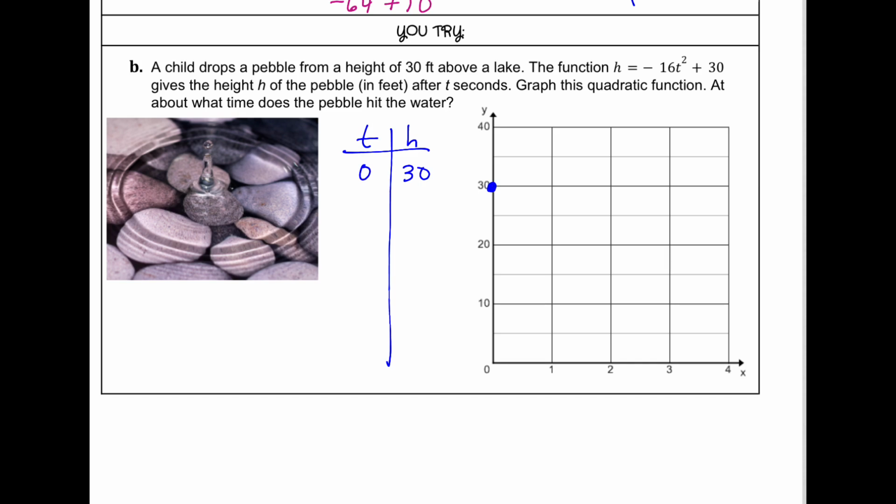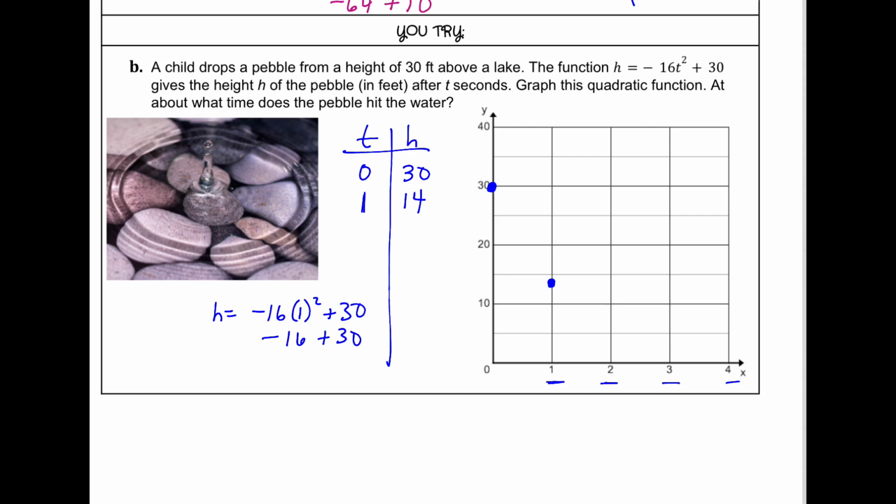So again, our graph is at 1, 2, 3, 4. So I'm going to start at 1 and see how close I get. If we put a 1 in there, I'd have height equals negative 16 times 1 squared plus 30. So negative 16 plus 30, I would be at about 14 feet. So if I go ahead and graph that, I'm about right there. It's looking very much like 2 is going to be way too much because I can see how my graph is curving downward and it's not going to make it to 2.